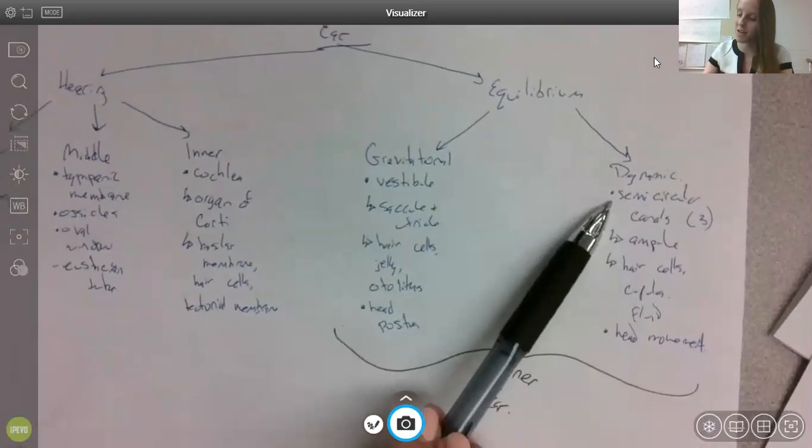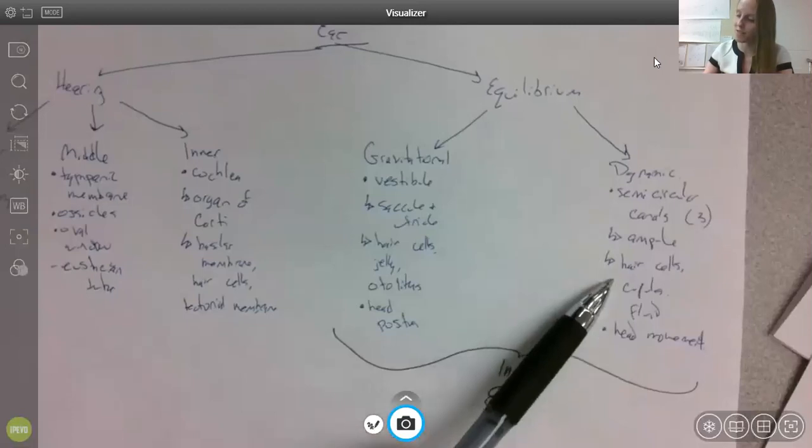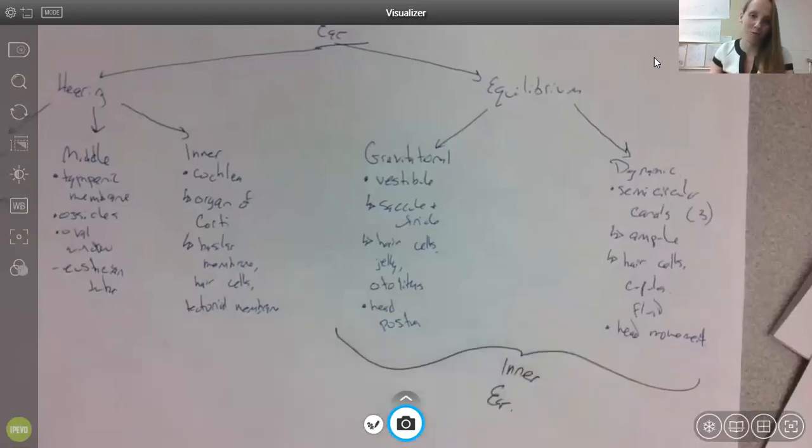And then the dynamic equilibrium is controlled by the semicircular canals. There are 3 of them. Each semicircular canal has an ampule at the bottom. Inside the ampule is the hair cells, the cupula, and the fluid, and this determines head movement.